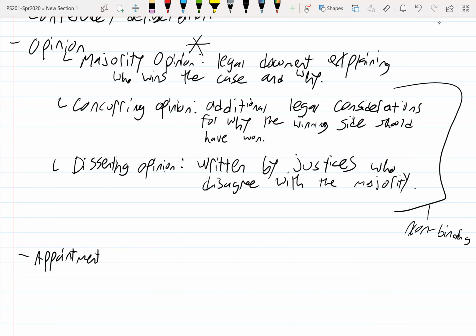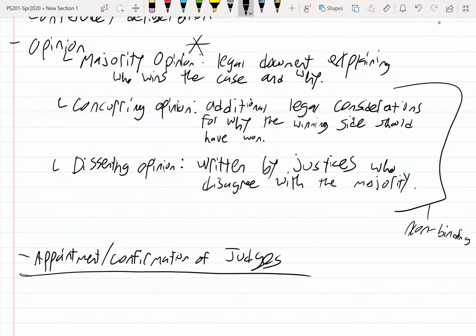Actually, let me just be more precise: appointment and confirmation. This is a process, the appointment and confirmation process, something we've talked about on numerous occasions so far in the semester. Okay. So I'm just going to fill in some of the details here. The general structure remains the same.